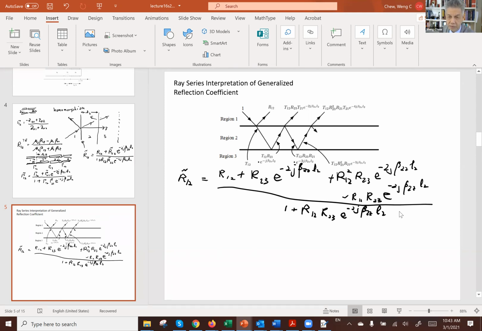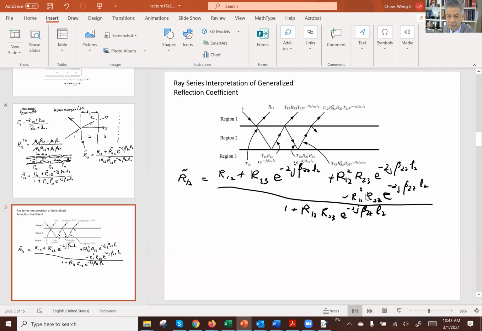And I'm going to do some regrouping because I see that this term has an R12. I'm going to regroup it with the first term. I'm sorry, I should have a square here, because I have the square that I have added in, and then I should have it regrouped with the first thing.